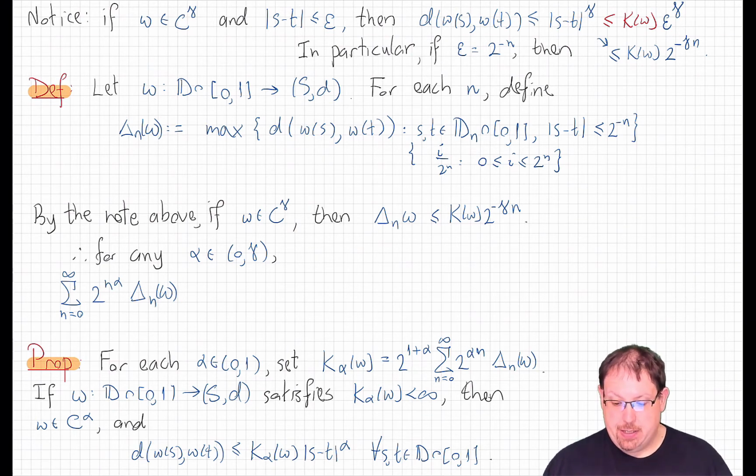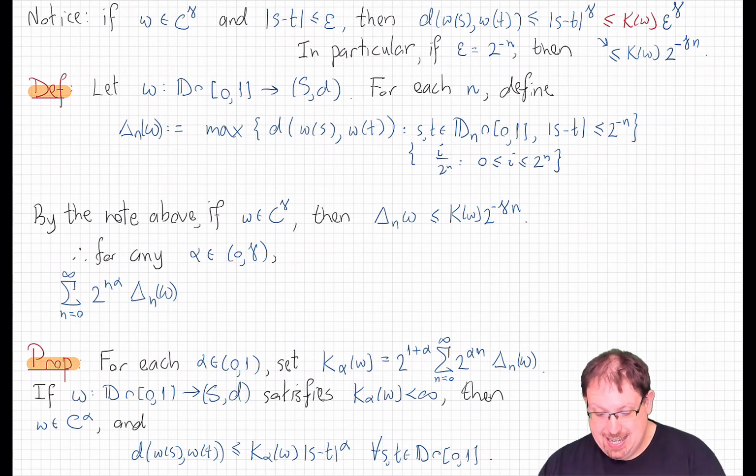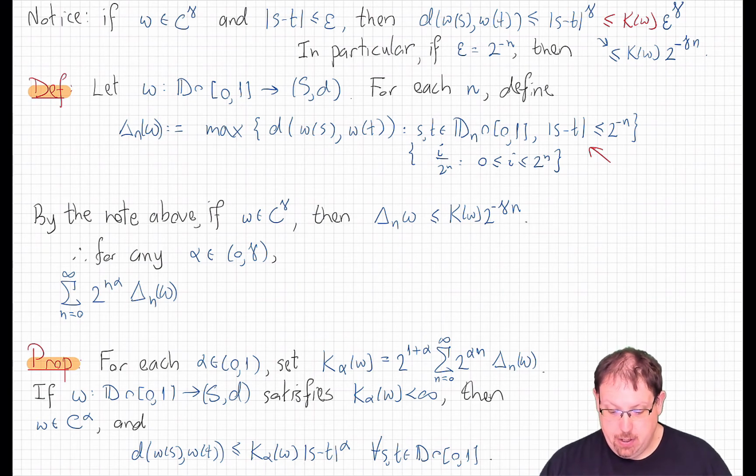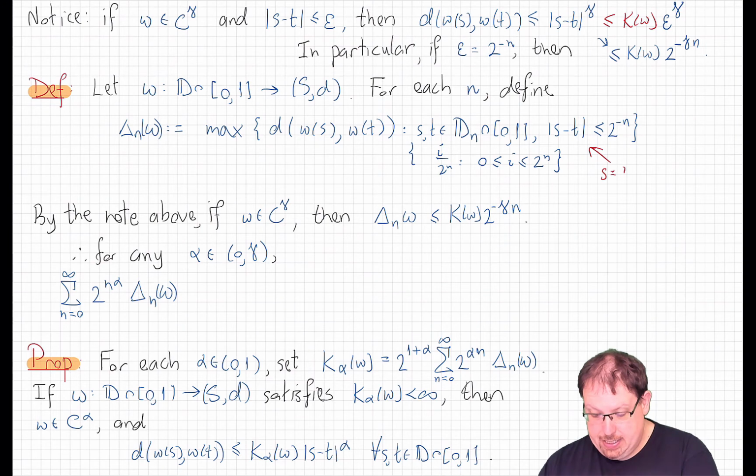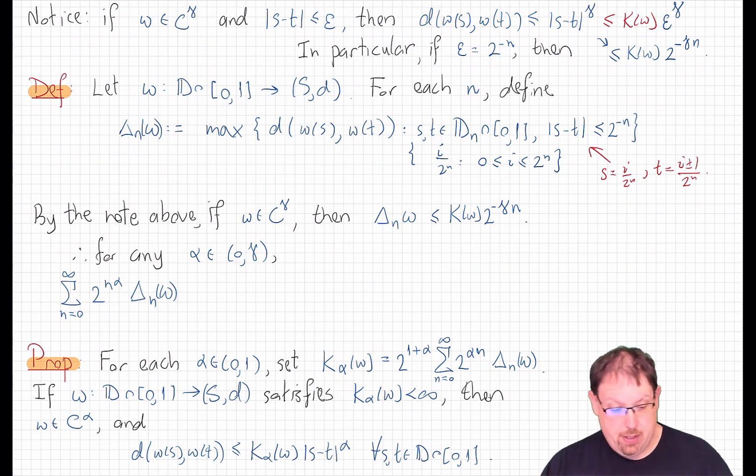And actually, it's a smaller size than that because in this set here, in order for this constraint to hold that s minus t is less than or equal to 2 to the minus n, we see that we must have, if s is equal to i over 2 to the n, t must be equal to i plus or minus 1 over 2 to the n.